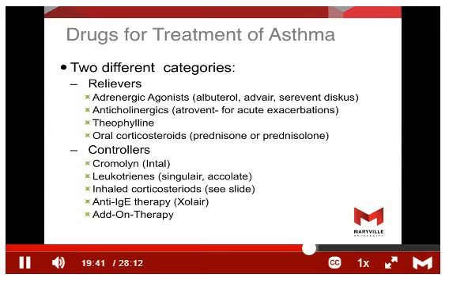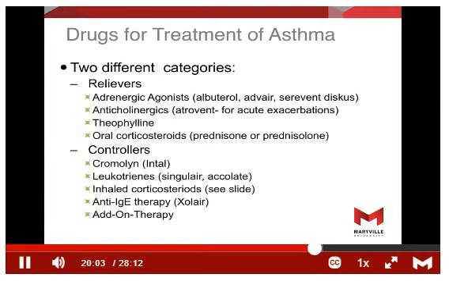Drugs for treatment of asthma. There are 2 different categories: relievers and controllers. Relievers are things we want to take short term, just whenever we are having symptoms. Anybody in any of these steps can be started on any of these, okay? All asthmatics should be on albuterol at the least, okay?